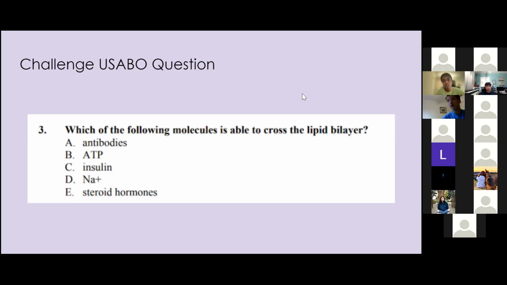Oh, I see a raised hand. Sai, do you have an answer? I'm not really sure, but is it antibodies? No, that's not the answer, but good attempt. Does anyone else want to try? Okay, cool. I'll just show you guys the answer.